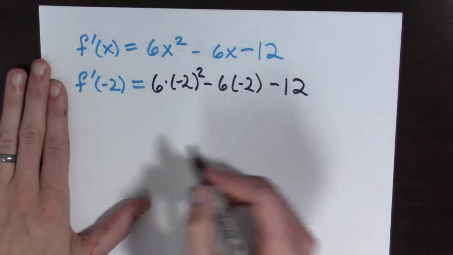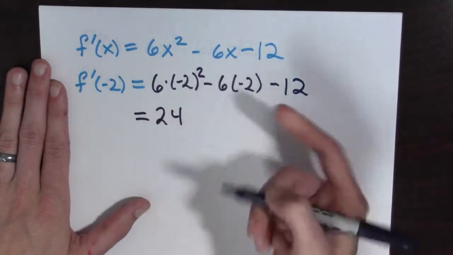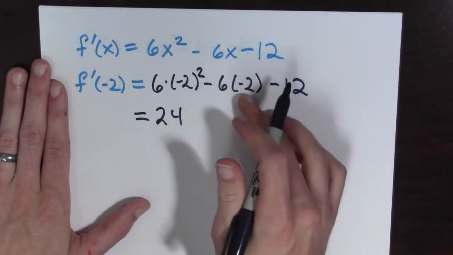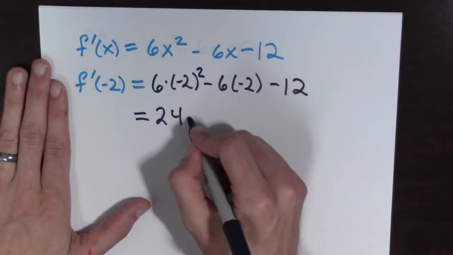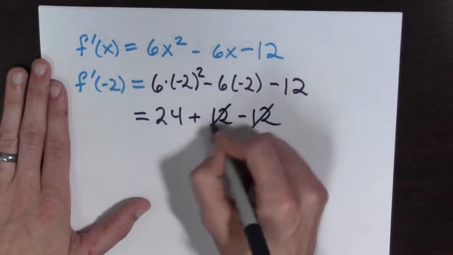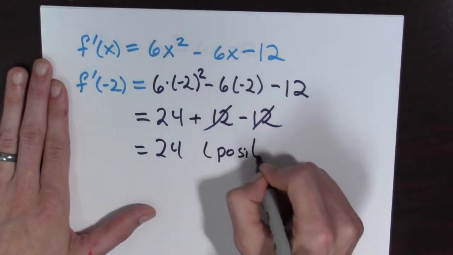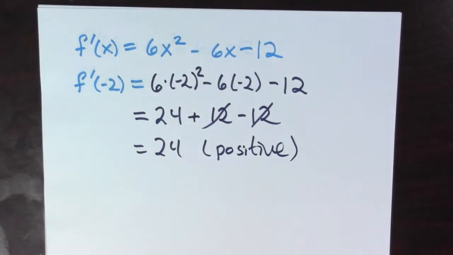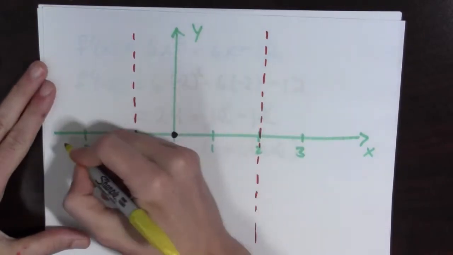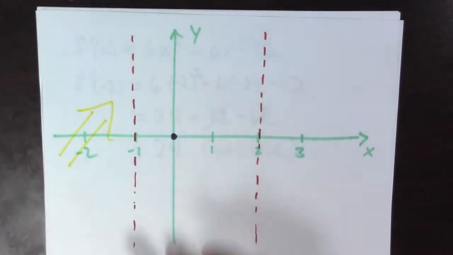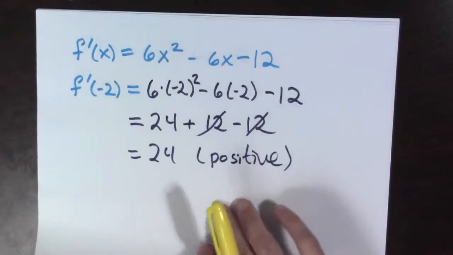Now check this out. This is kind of cool. Negative 2 squared is 4. 6 times 4 is 24. And 6 times negative 2 is minus 12, but it's minus minus 12, so that's going to be plus 12 minus 12. These will cancel. This is equal to 24. But most important for this discussion is that it's positive. And so what this means as far as our graph is concerned is that the function is increasing until this critical point. All right?